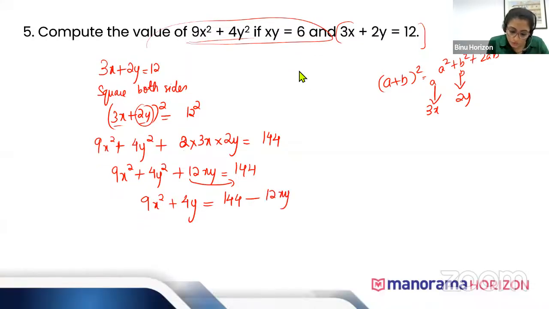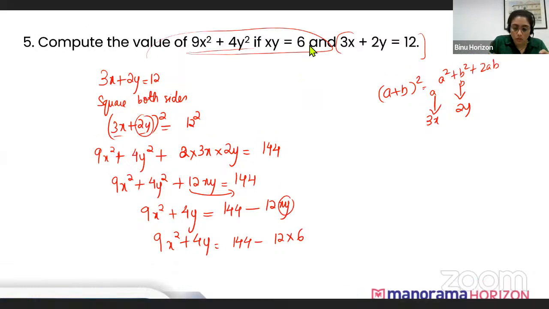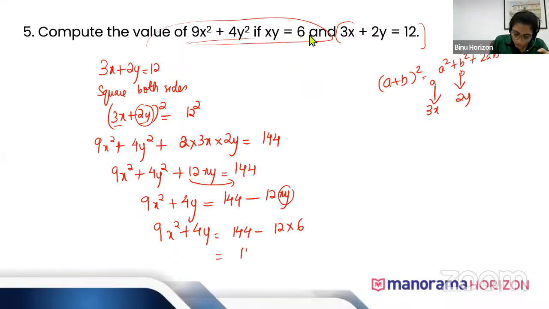And what is the value of xy given? It is 6, right? xy equal to 6. 9x square plus 4y square is equal to 144 minus 12 into 6. xy is given in the question as 6. So take xy equal to 6. So 144 minus 12 into 6 is 72. Again, you get it as 72. Right? So what is the answer?